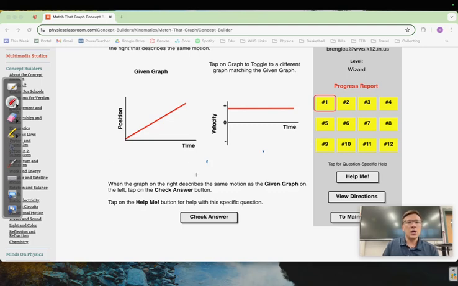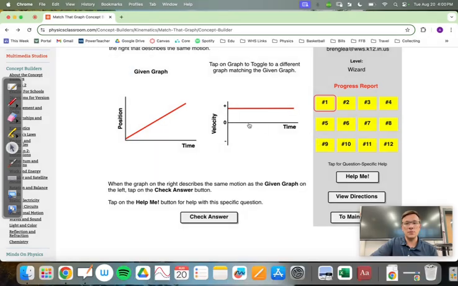Okay, now on this, what we're going to do is it gives us this graph here. So this is the given graph, and then we are going to click through our options over here to choose a graph that matches it. And of course, we are going to pick a velocity graph to match this position graph.